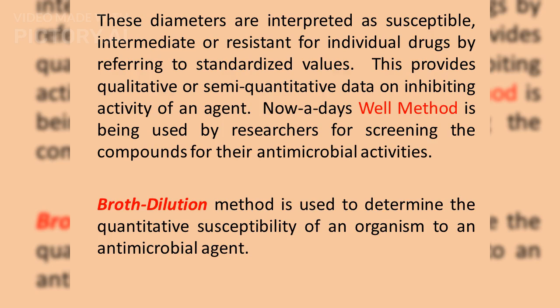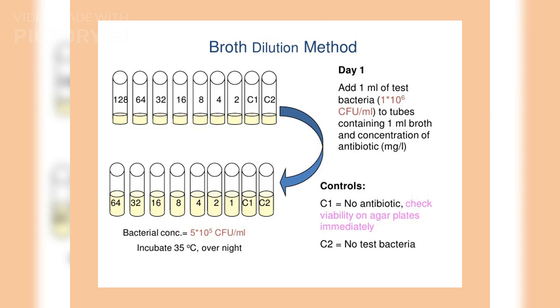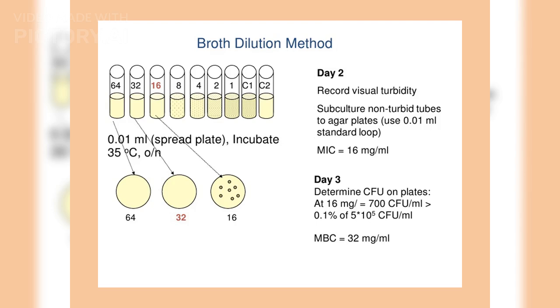The broth dilution method determines the quantitative susceptibility of an organism to an antimicrobial agent by measuring bacterial growth in broth with varying drug concentrations. In the broth dilution method, bacteria are incubated with different drug concentrations. The lowest concentration that inhibits visible growth is the MIC. The MBC is the lowest concentration of a drug that kills 99.9% of the original bacterial inoculum. MIC and MBC results should correlate with drug concentrations in body fluids and tissues.